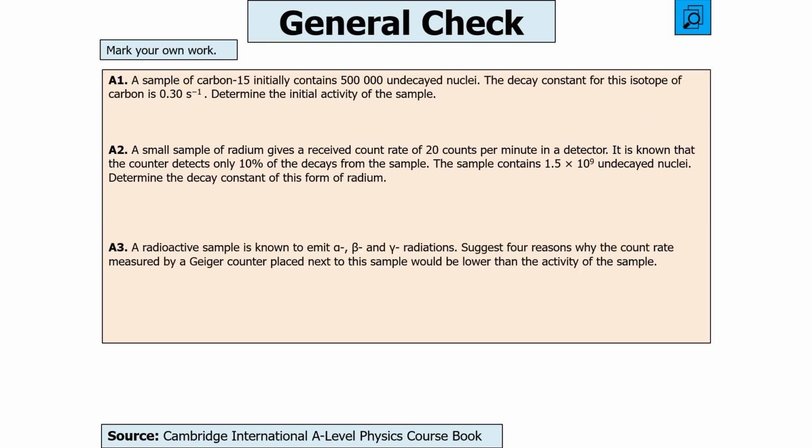Right, again, in this first one, activity is the decay constant times by the number of nuclei, so 0.3 times by 500,000, 150,000 per second.